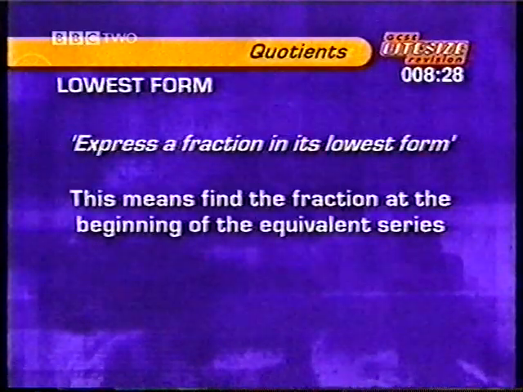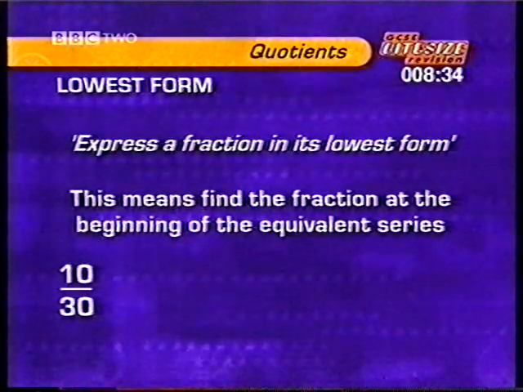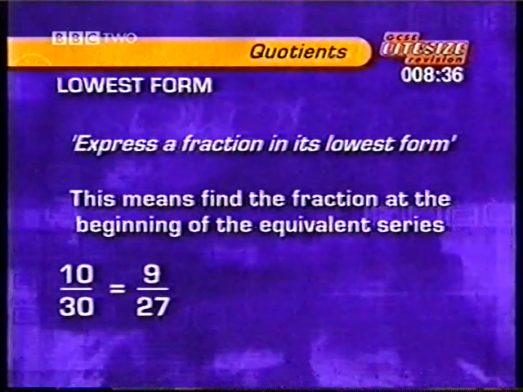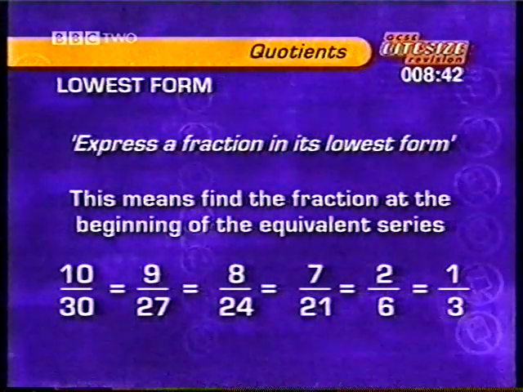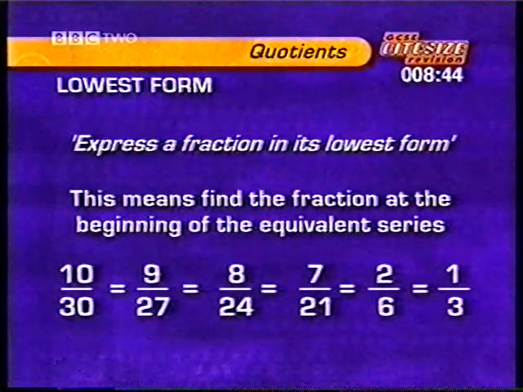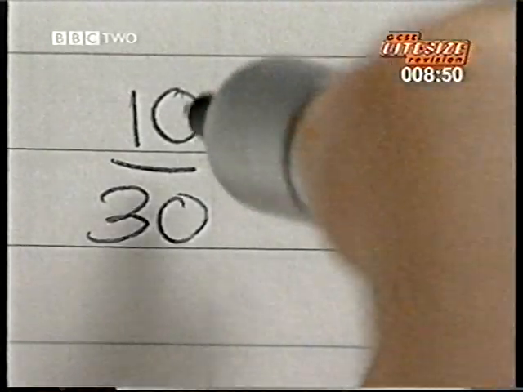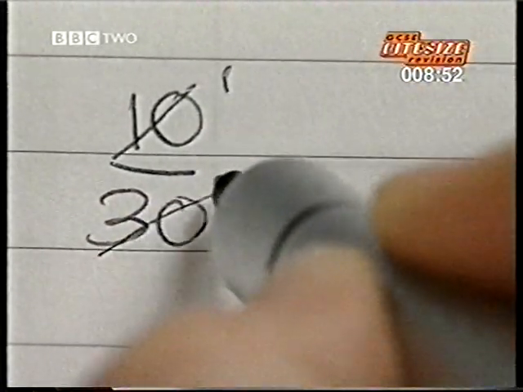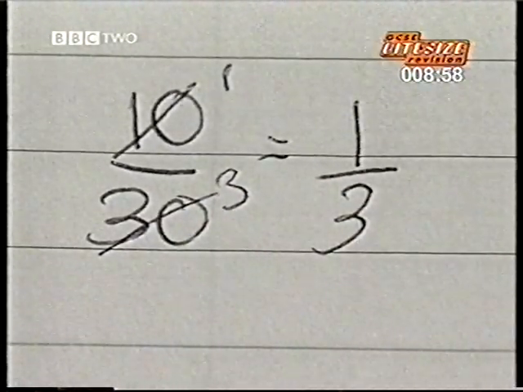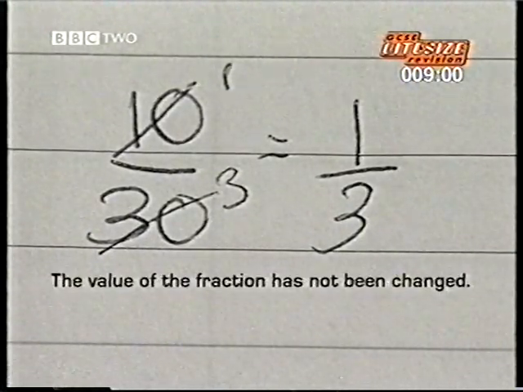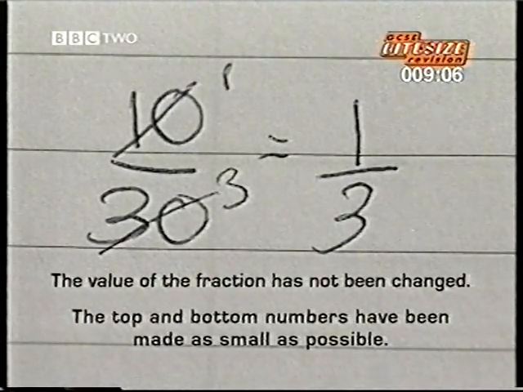For example, to find the lowest form of 10/30ths, work back to the start of the reducing pattern of equivalent fractions, 9/27ths, 8/24ths, 7/21ths, and so on, until you reach a third. In each fraction, the bottom number is 3 times the top number. The quick way to get the lowest form of 10/30ths is to divide both the 10 and the 30 by 10. This gives 1/3, so the lowest form of 10/30ths is a third. The value of the fraction has not been changed, but the top and bottom numbers have been made as small as possible.